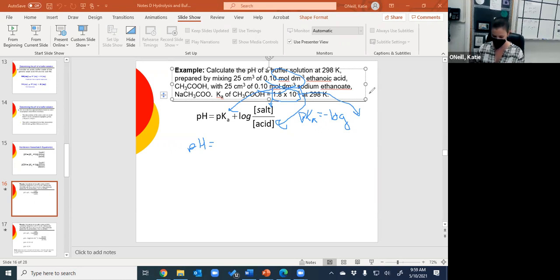I'm going to type in negative log 1.8 E negative 5. And because I have two significant figures, I'm going to use two decimal places. So the pKa is 4.74. We'll plug that in here for the pKa.